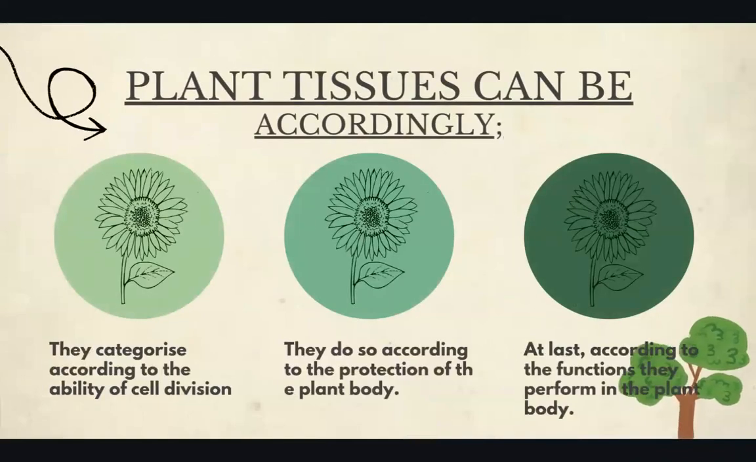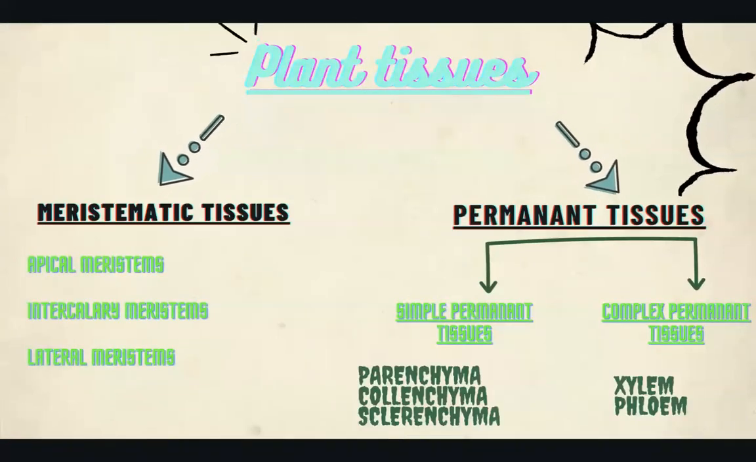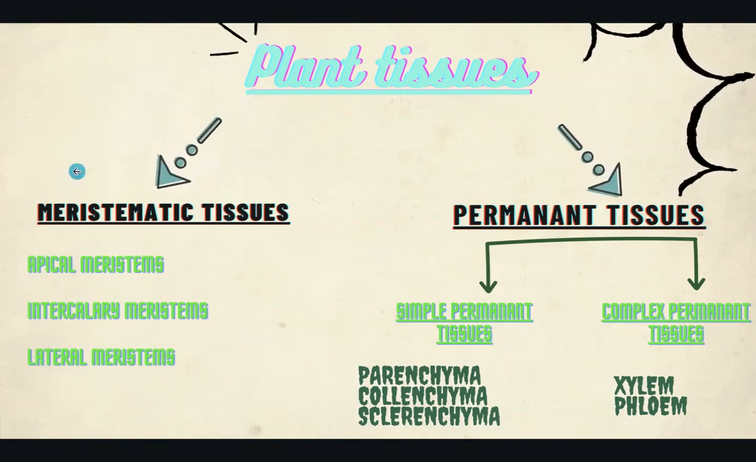Plant tissues can be divided as they are categorized according to the ability of cell division, according to the position in the plant body, and lastly according to the functions they perform in the plant body. As I said, in the above slide, you saw how it can be divided. So this is the categorization or the classification of the plant tissues. Well, the two main parts of the plant tissues are the meristematic tissues and the permanent tissues.